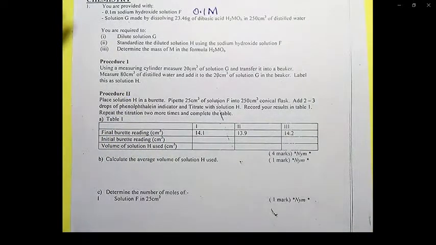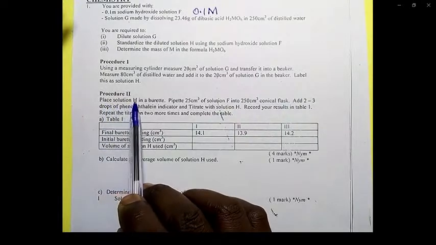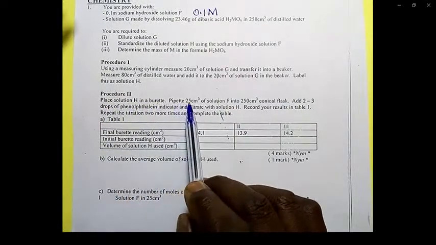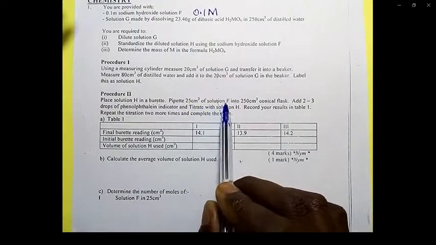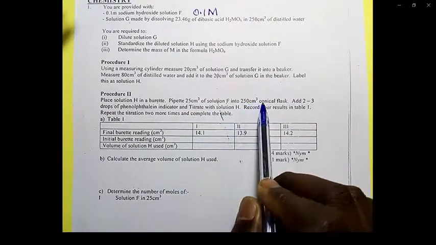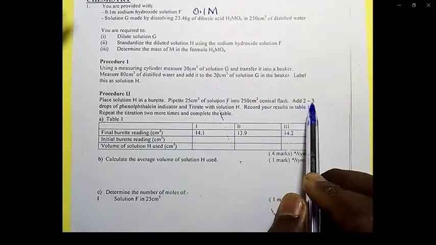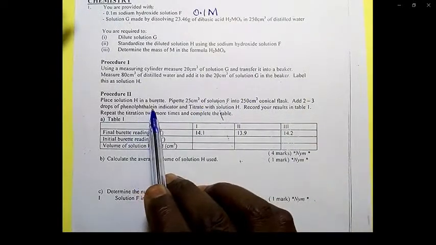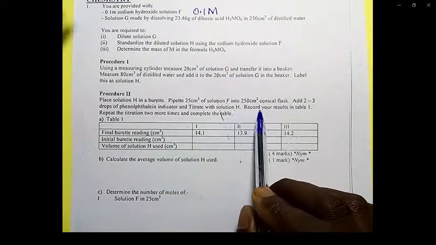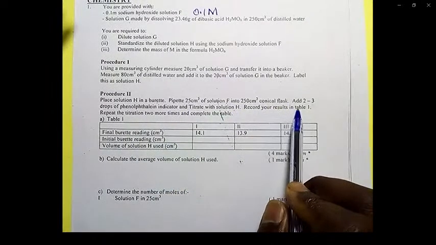Procedure 2. Place solution H in the burette. Pipette 25 centimeters cube of solution F into a 250 centimeters cube conical flask. Add 2 to 3 drops of phenolphthalein indicator and titrate with solution H. Record your results in the table below.